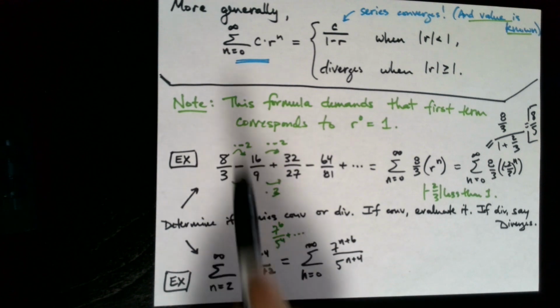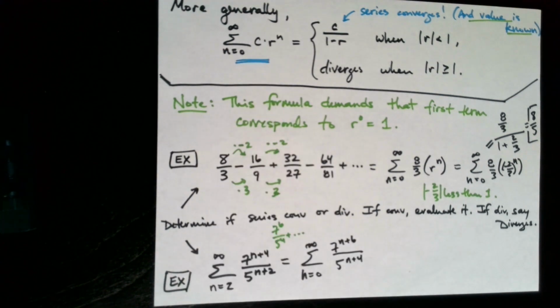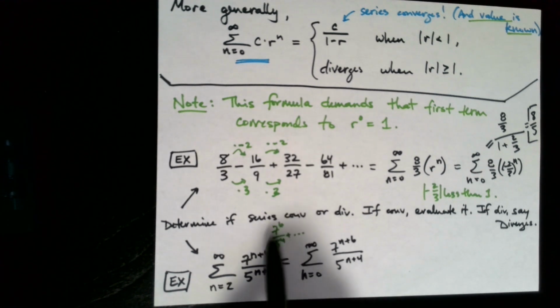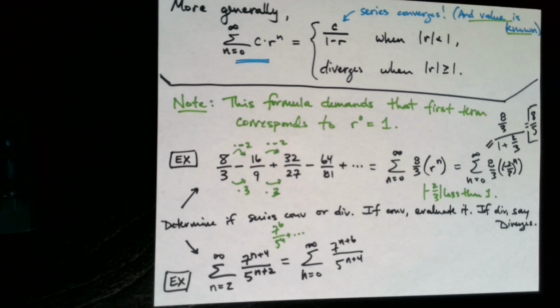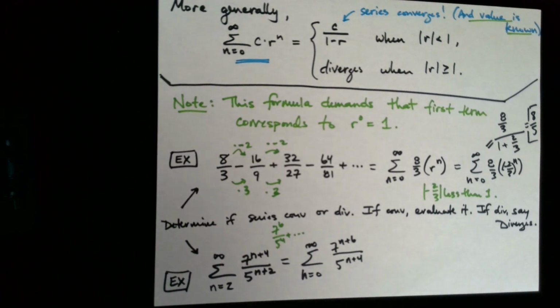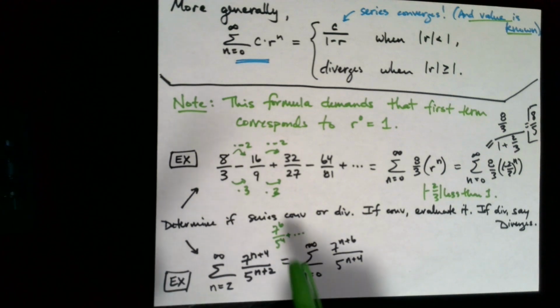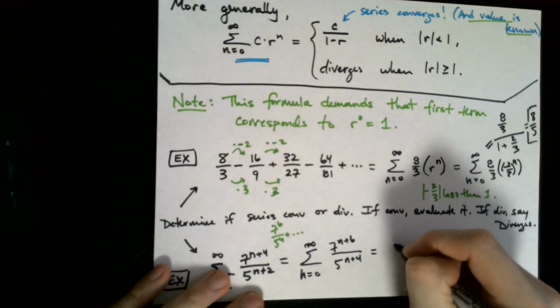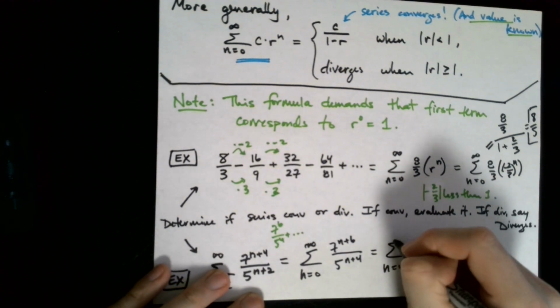Now, what do we need to do? We've got to factor out a constant so that our first term is just r to the 0. So think about what our first term is here. Our first term is 7 to the 6th over 5 to the 4th. Well, that means that that is our constant that we're going to factor out from all of our terms, because the first term needs to be a constant times 1, in effect, a constant times r to the 0. So we factor out that constant, and what do we get?